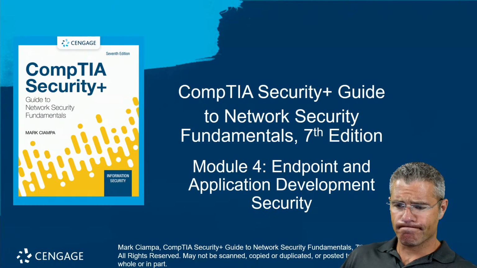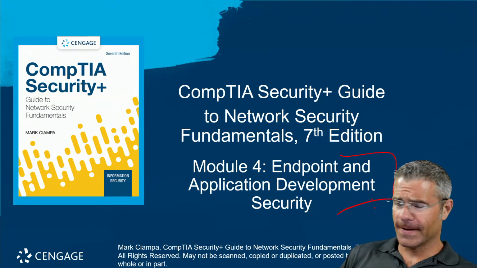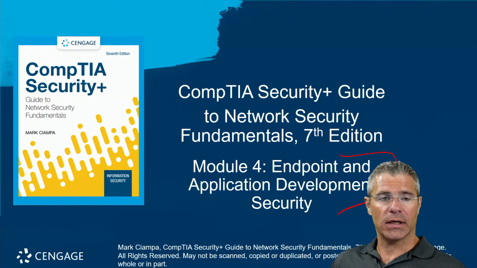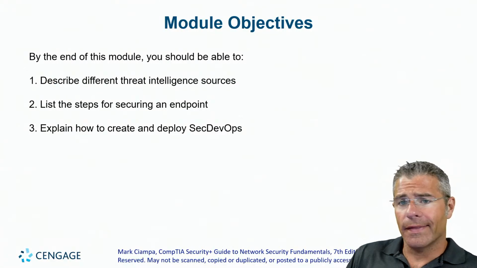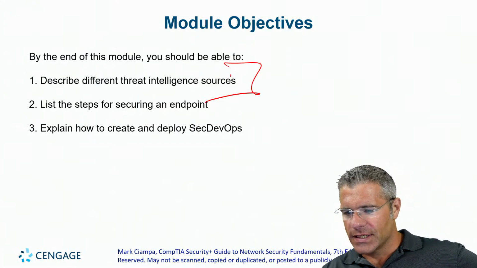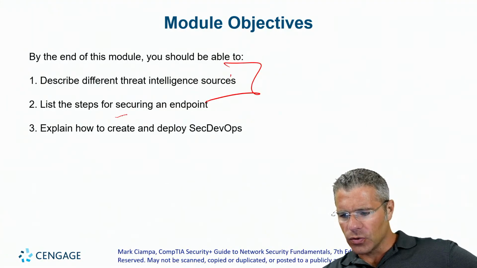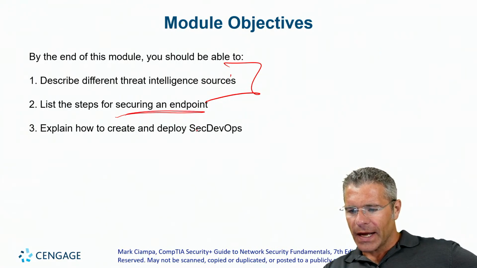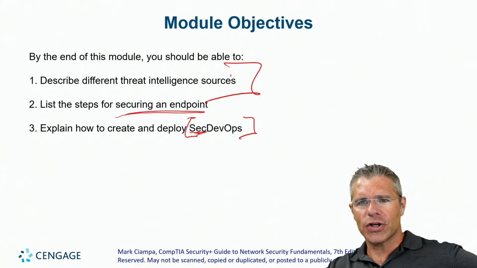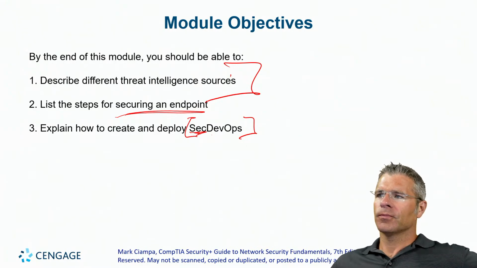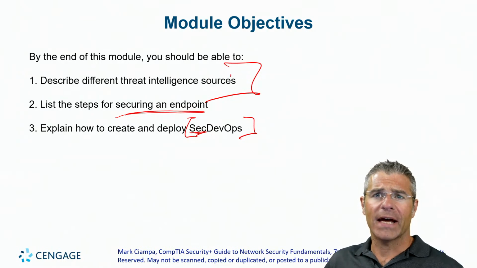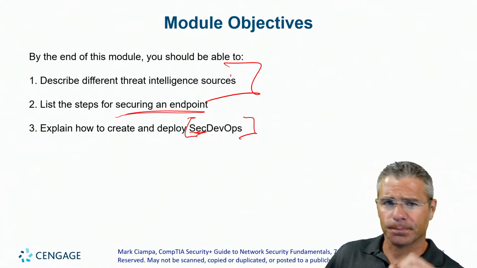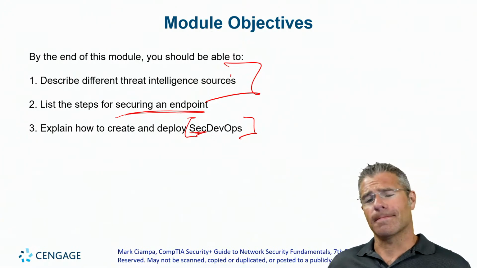Endpoint security, huh? And application developments. Things that need to be done. So we just want to talk this time around about different threat intel sources, what you must go through to secure an endpoint, and how to create DevOps that includes security, or SecDevOps, which is that same thing except backwards, basically. And what DevOps is, if that's a new one on you. Hopefully not. It's a thing.